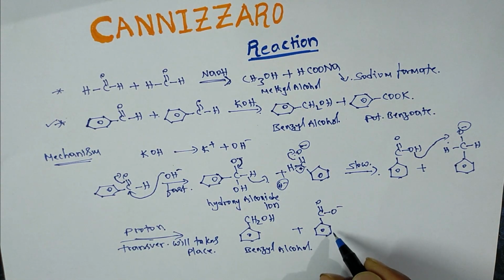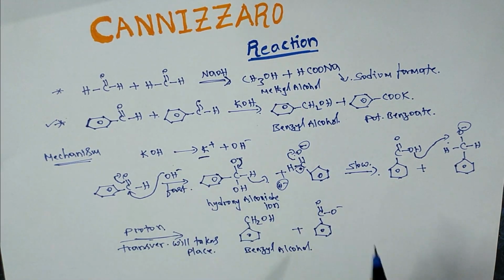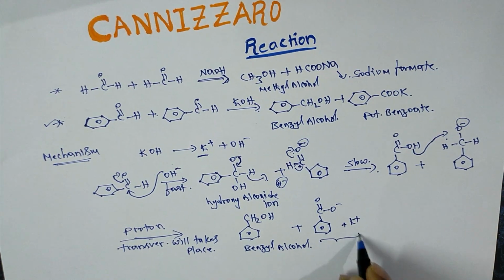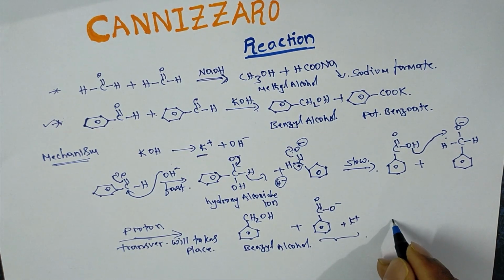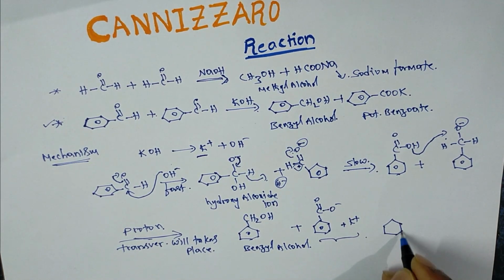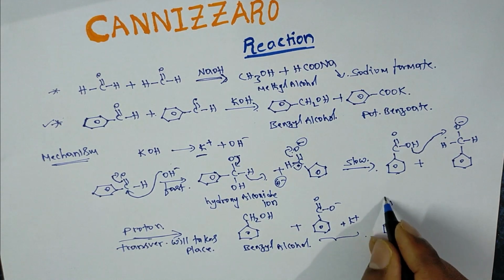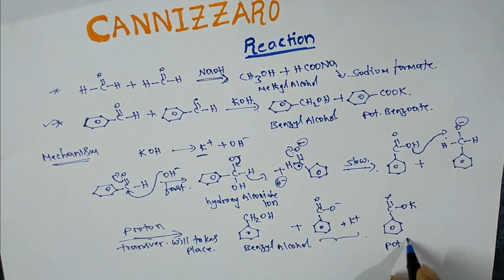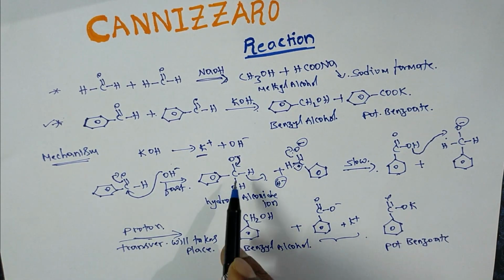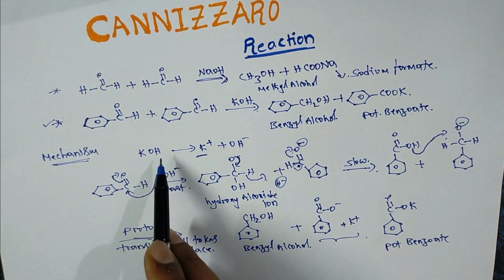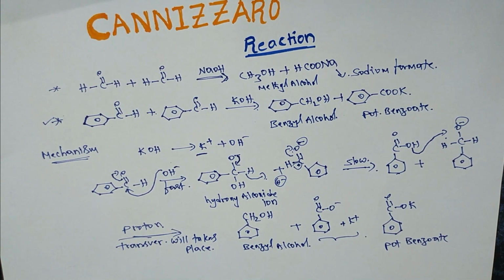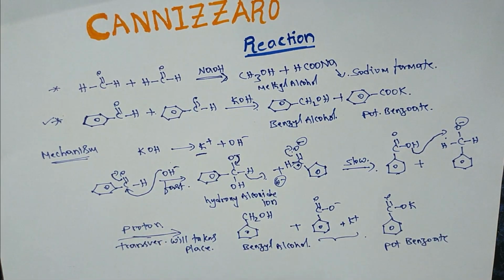This benzoate ion again reacts with K plus, so it is finally converted into C6H5COOK, potassium benzoate. So 2 moles of benzaldehyde, when reacted with potassium hydroxide, give benzyl alcohol and potassium benzoate. This is the mechanism for the Cannizzaro reaction.